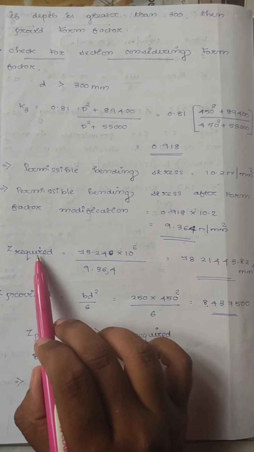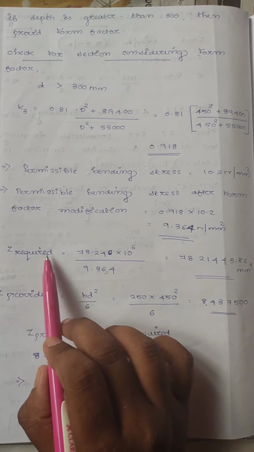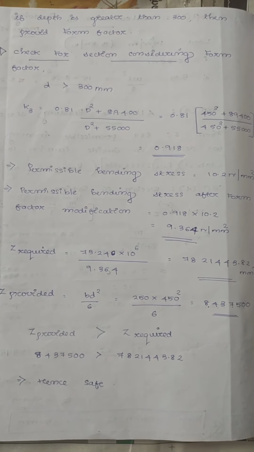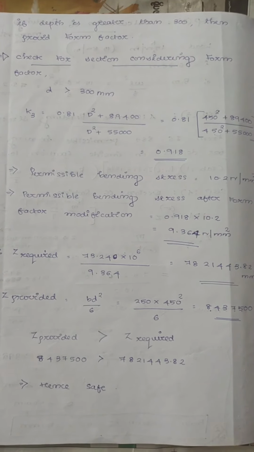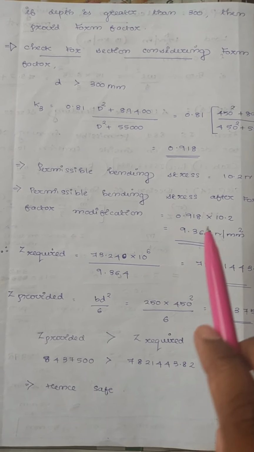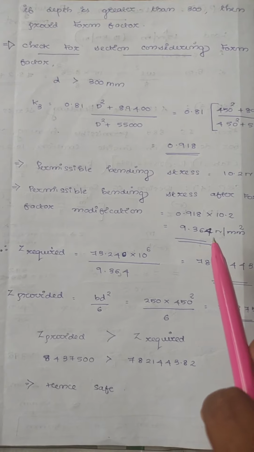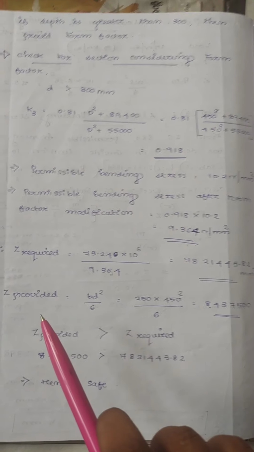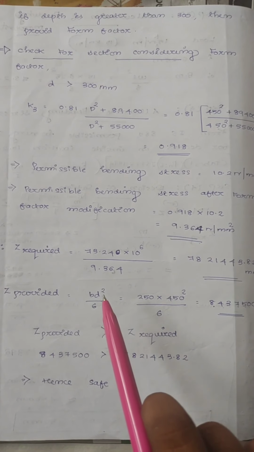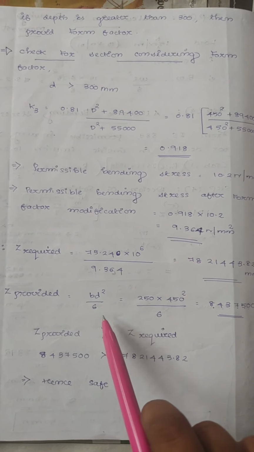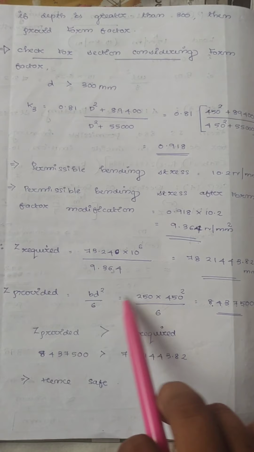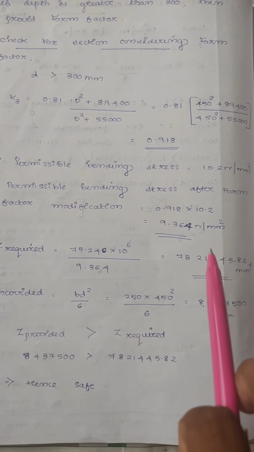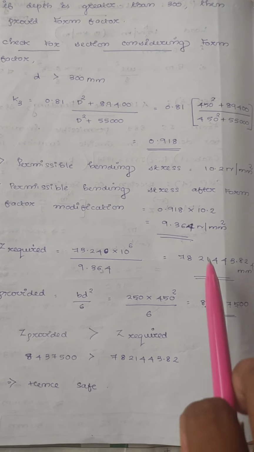Then we have to find Z required. Z required is equal to bending moment divided by permissible bending stress. So here we have to take the bending moment divided by the permissible bending stress after form factor modification. So we will get Z required. Next, Z provided, we have to find out with the equation of section modulus BD square by 6. We know the value for B and D, that is 250 into 450, and we got the Z provided also. Then we have to compare both of these.